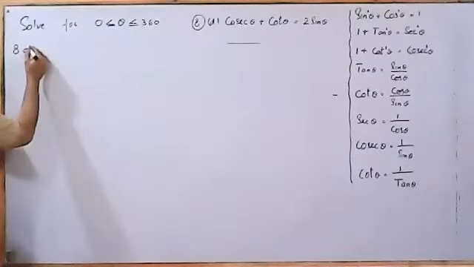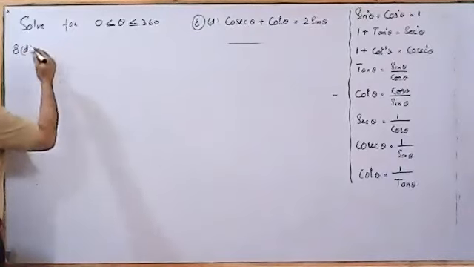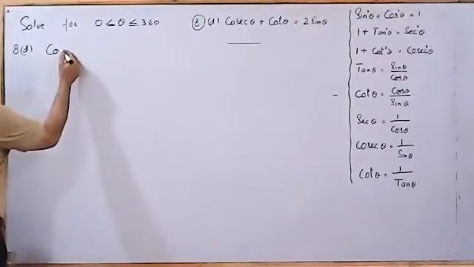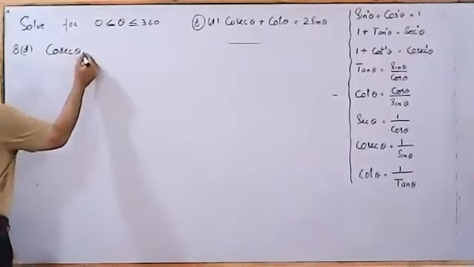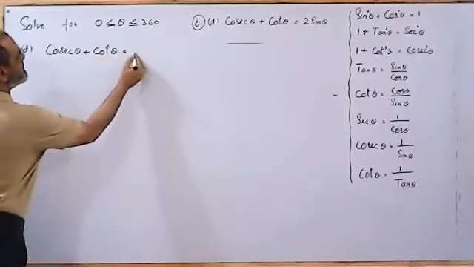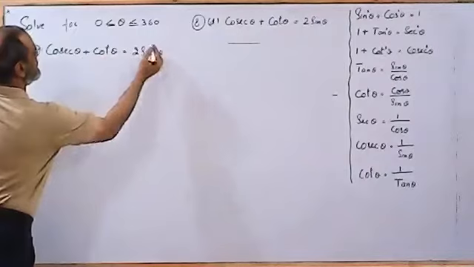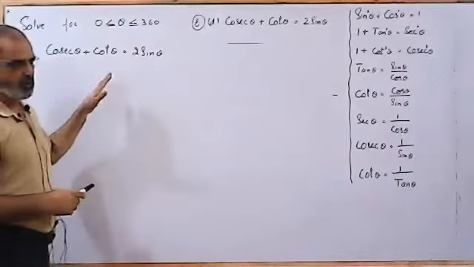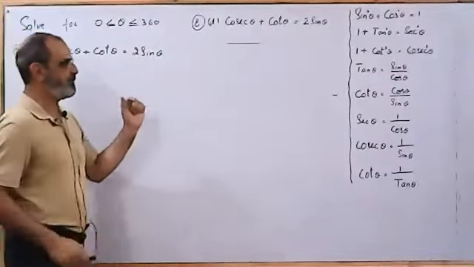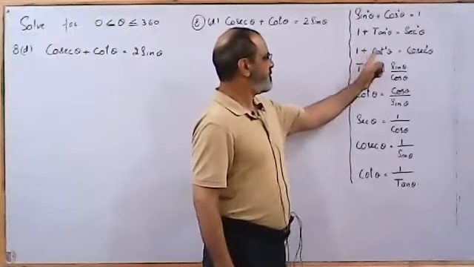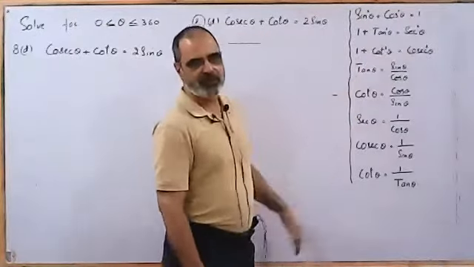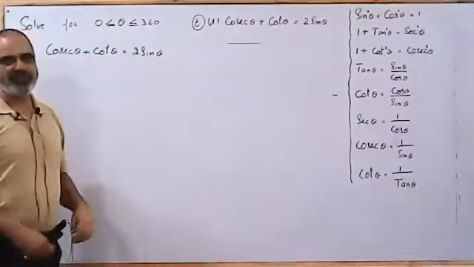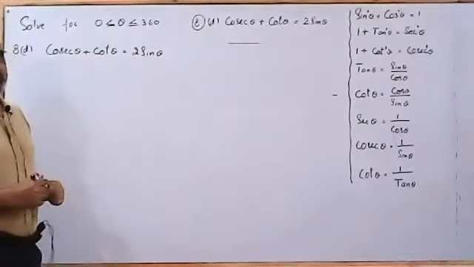Question 8, part D. We have to solve for the same range of theta, 0 to 360. The equation is cosecant theta plus cot theta is equal to 2 sine theta. Simply, we cannot change cosecant into cot, or we cannot change cot into cosecant. For that purpose, I need squares. 1 plus cot square is cosecant square. These are the identities for the squares of the trigonometric ratios cot and cosecant. For single power, we cannot change them. So we will change them into sine and cos.